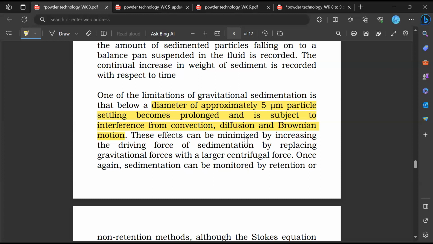So one of the limitations for these sedimentation methods is the particle diameter. If the diameter of the particle is more than approximately 5 micrometers, then the sedimentation can be prolonged because of interference from diffusion or Brownian motion.